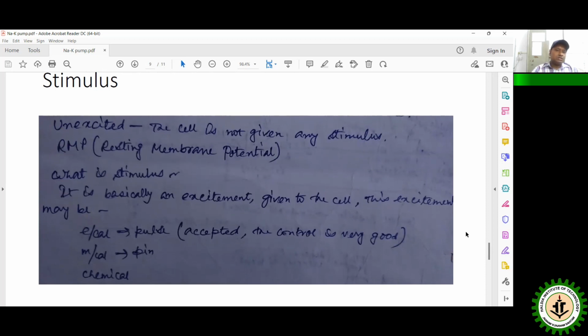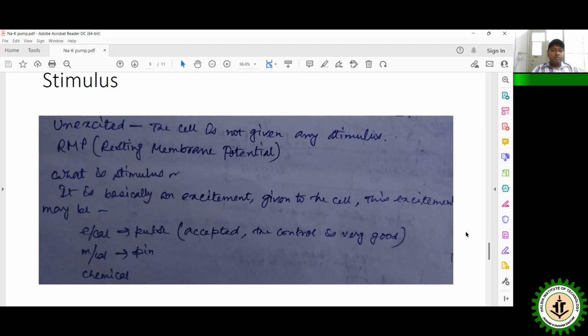This is called a stimulus, and the stimulus may be of three types. Electrical, which is the pulse, is widely accepted because the control is very good, that means you can control for how much time and how severe an excitation you provide. The mechanical and the chemical ones are not so accepted due to the application control, which is not so accurate.